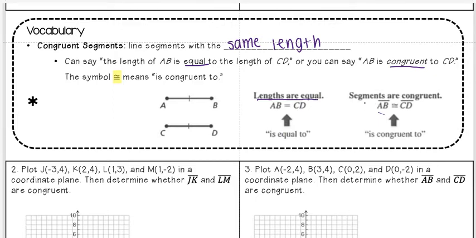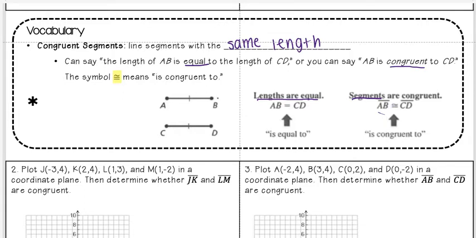However, when we're saying congruent, we're just saying the segment in general. Segments are congruent. And when we're writing that, that's where we need to use our fancy symbol: we put AB with the line on top, and then put our congruent symbol in between. So when we use equal, that's talking about the length or distance. When we use congruent, we're saying segments are congruent.